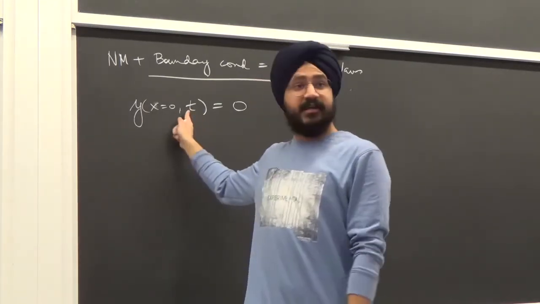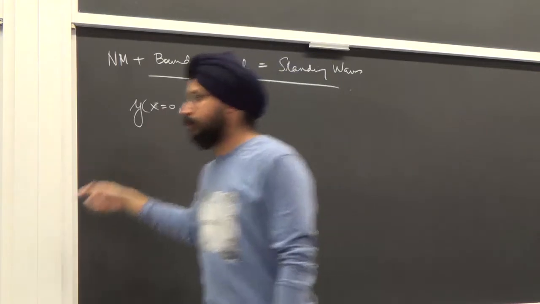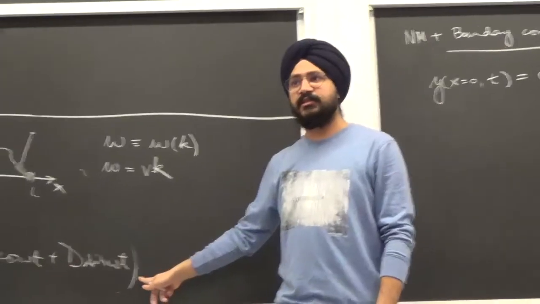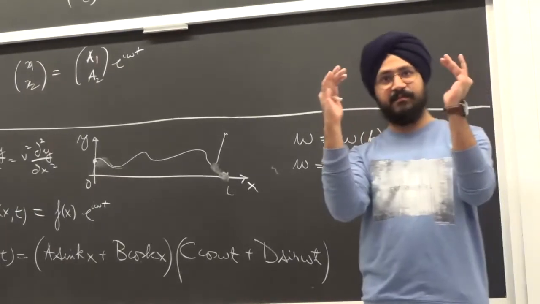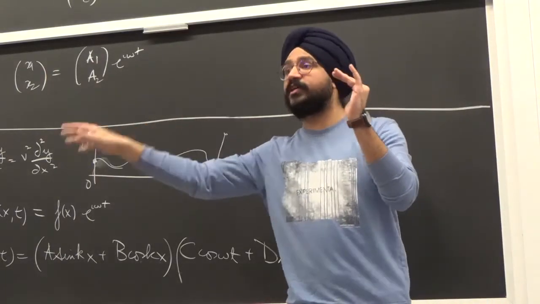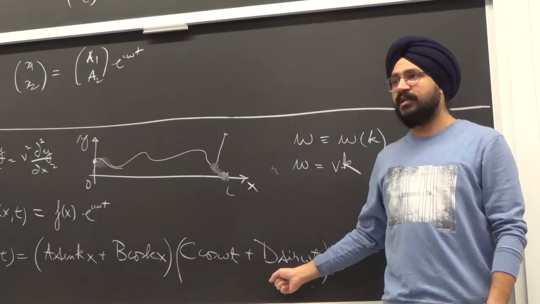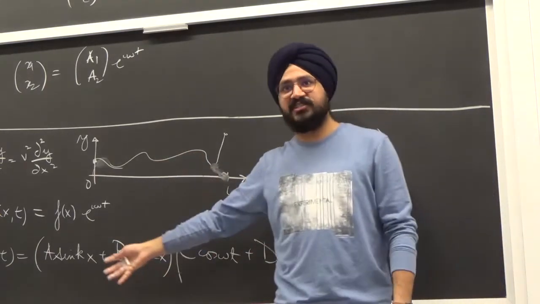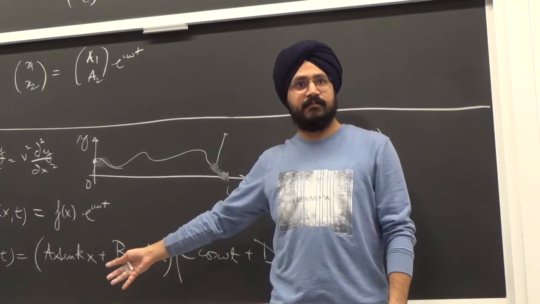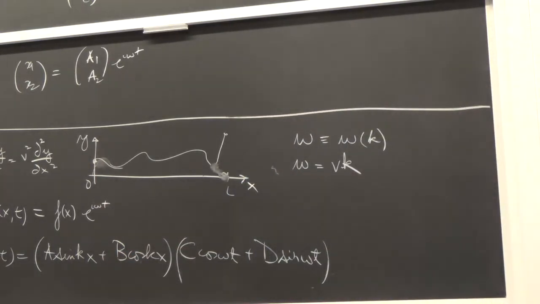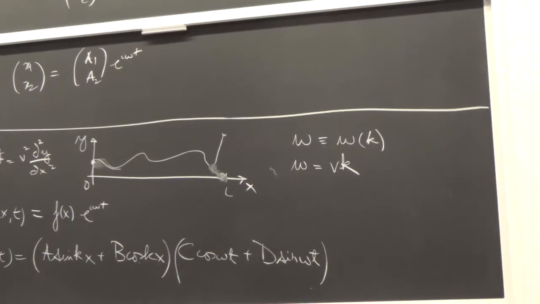This is true for all time. When I plug in x equals 0, A sine 0 is 0. I have plus B cos 0, which is B, times a time dependent piece. So B times something time dependent equals 0 for all times. So either B is 0 or the time piece is 0. If the time piece vanishes, the whole thing vanishes, I can go back home. But that's not the point, right? Therefore B must vanish.